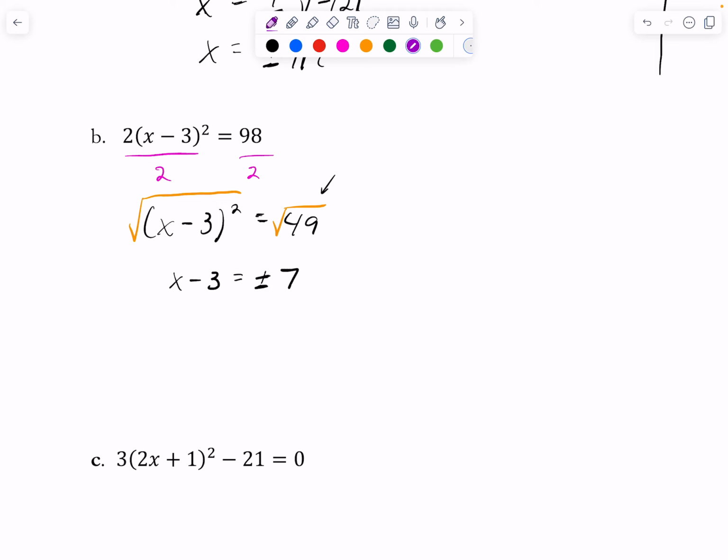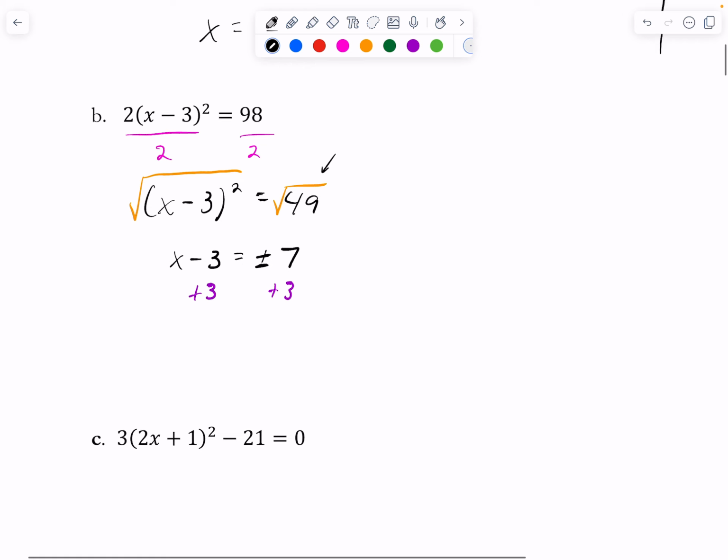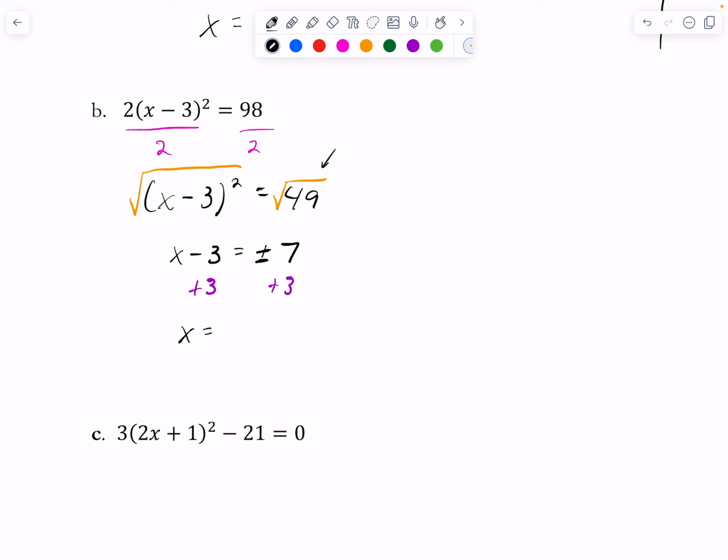Now to finish this problem, I'm going to move that minus 3 over with addition. All right, so we end up getting 2 x-intercepts, or 2 solutions. We have positive 7 plus 3, which is going to be 10, or we have x equals negative 7 plus 3, which is going to be negative 4.